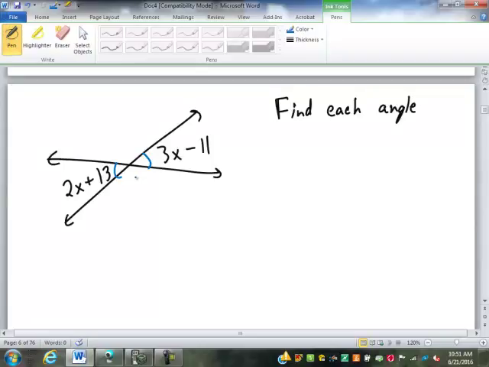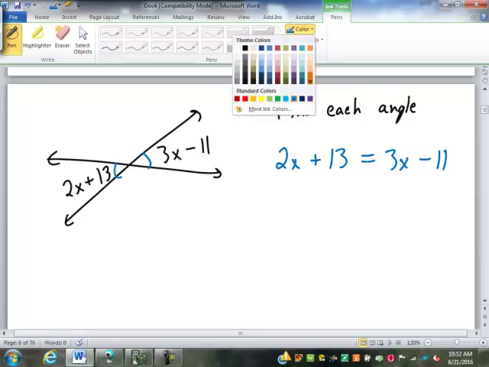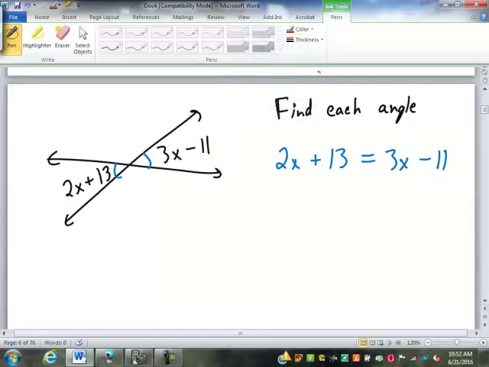So far, everything we've looked at has been two things adding up to make a total. This one's actually a little bit simpler, at least initially. What we know about these is that the 2x plus 13 angle has to equal the 3x minus 11 angle. That's always the first step when dealing with geometry, is figuring out what relationship it is that we're dealing with.